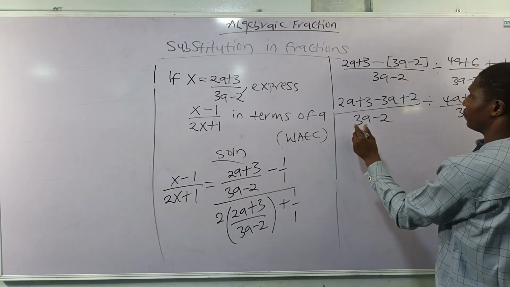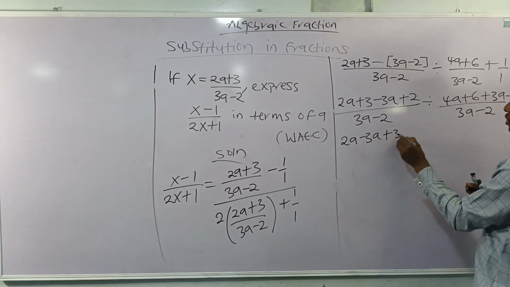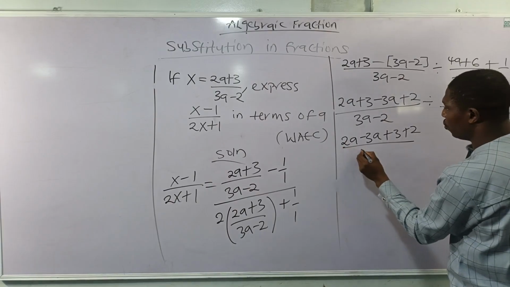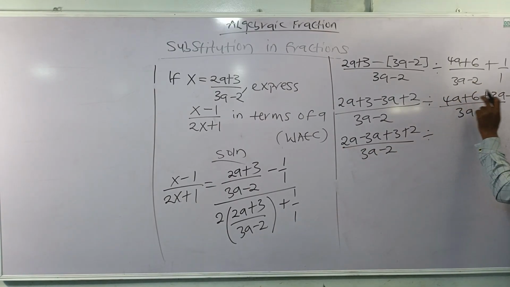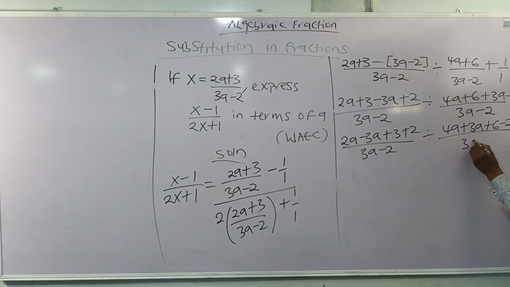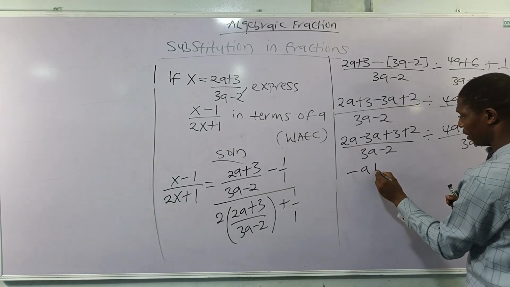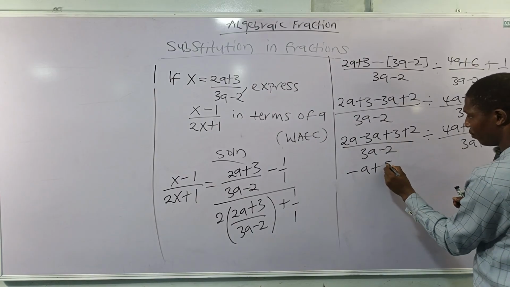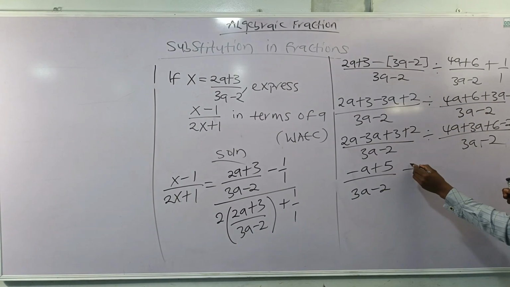So I'll have this 2a minus 3a plus 3 plus 2. Rearranging this all over 3a minus 2 divided by, this will give me 4a plus 3a plus 6 minus 2 all over 3a minus 2. And 2a minus 3a will give me minus a. Plus 3 plus 2 will give me plus 5 all over 3a minus 2. Put my division sign.